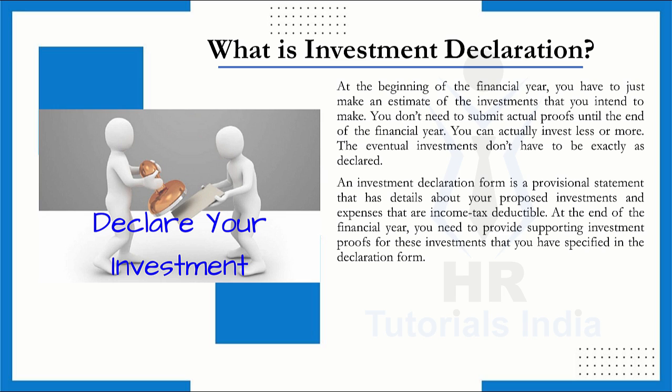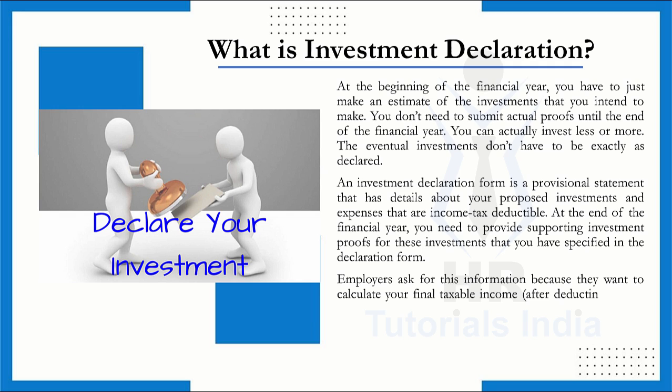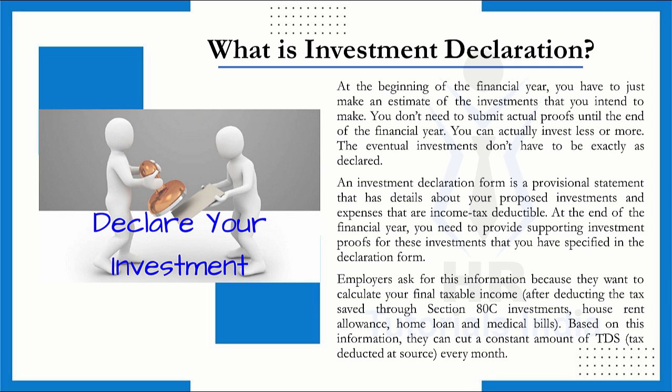Employers ask for this information because they want to calculate your final taxable income after deducting the tax saved through Section 80C investments, house rent allowance, home loan and medical bills, etc. Based on this information, you can cut a constant amount of TDS, tax deducted at source, every month.